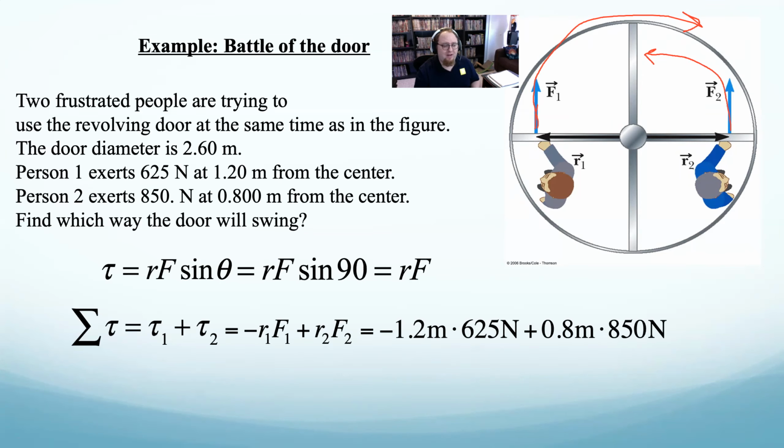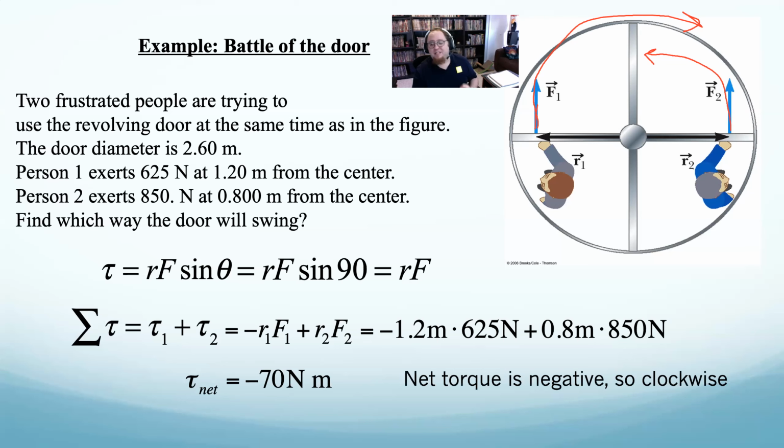Where I can plug in my values and get a negative value. The fact that my final answer is a negative value means it's going to go clockwise. That means person one, who's the one going through the revolving door the correct way, is the one who's going to win out. While person two, who's going the wrong way, pushed a lot harder, but it doesn't matter. They didn't push as far out. They had a smaller radius. Any questions though?